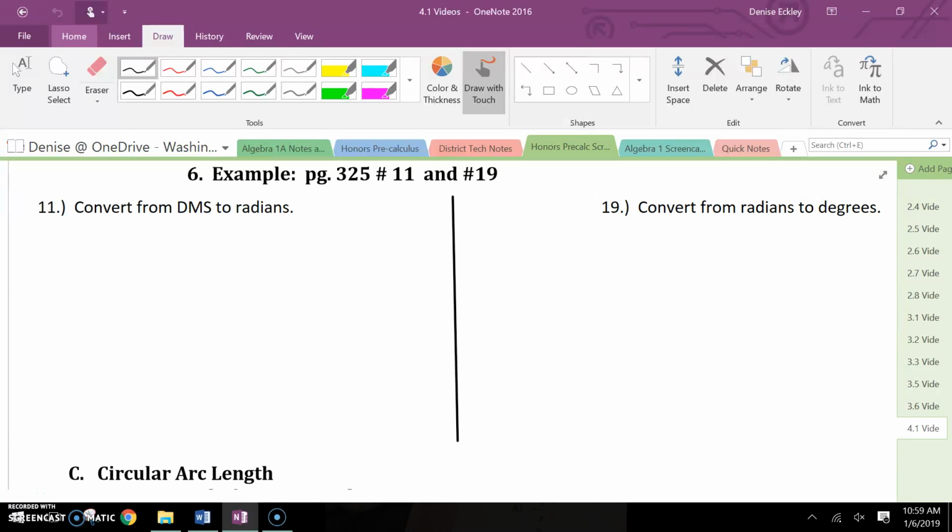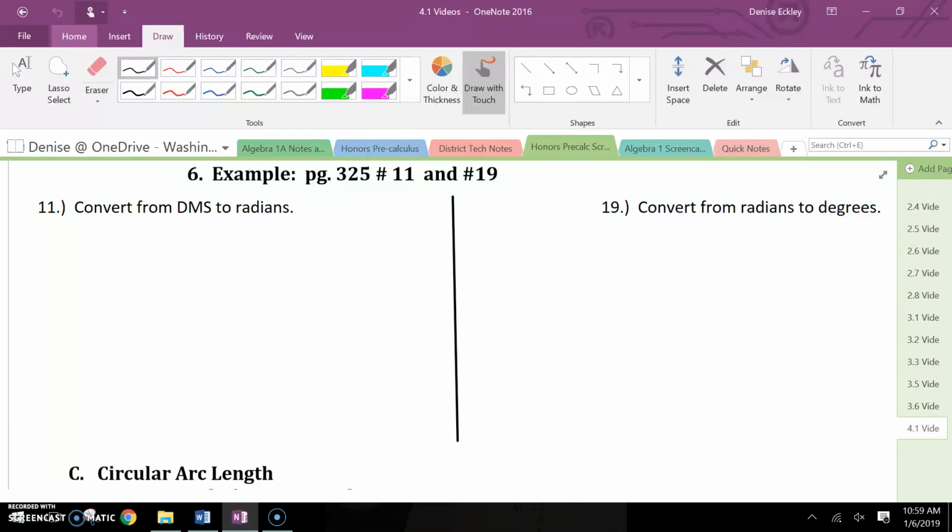Examples number 11 and 19 from page 325 talk about converting from decimal or DMS form or degree form to radians, and from radians to degrees. That's another conversion we have to make to be able to work with angles in the physical world.